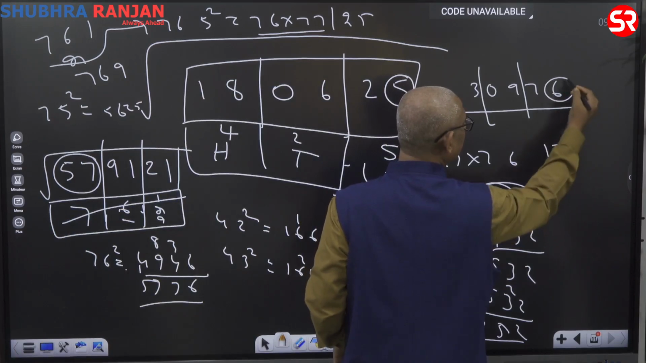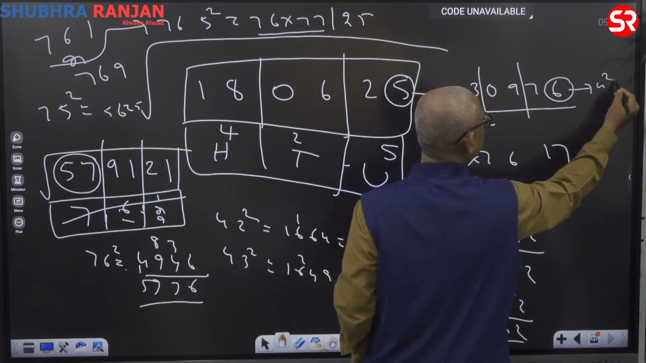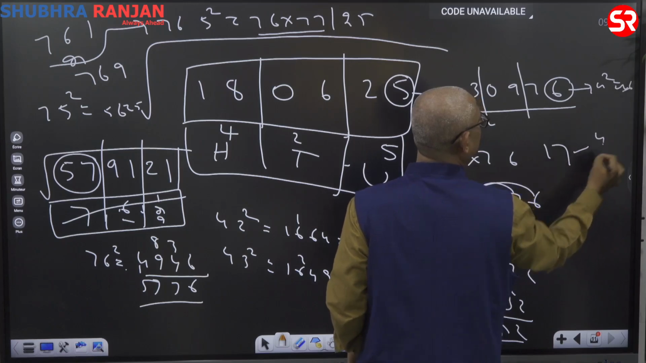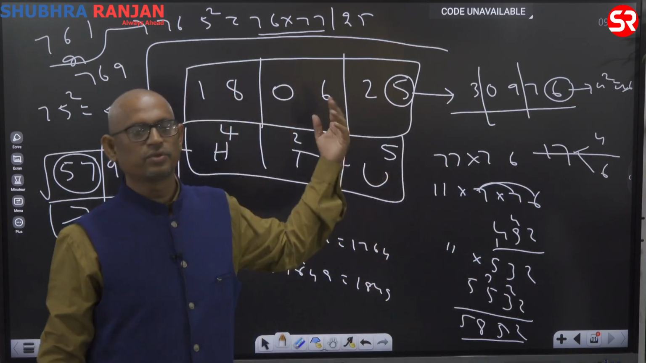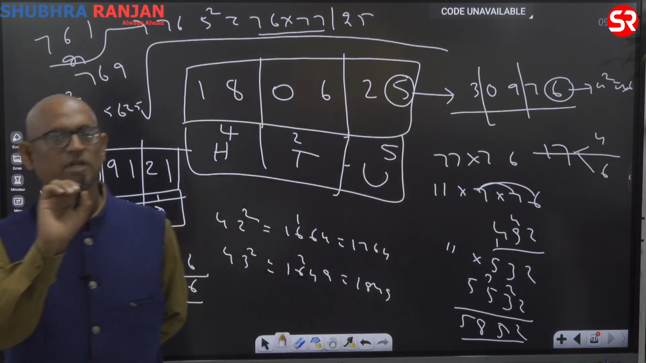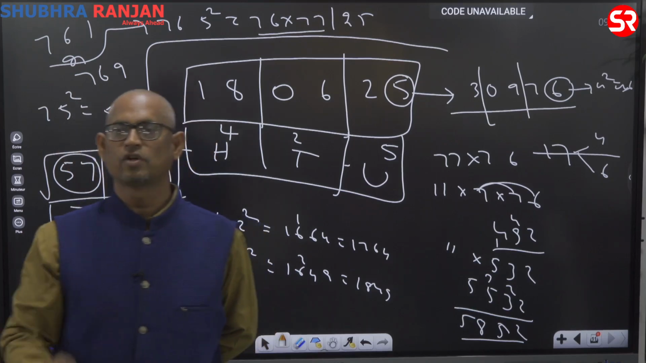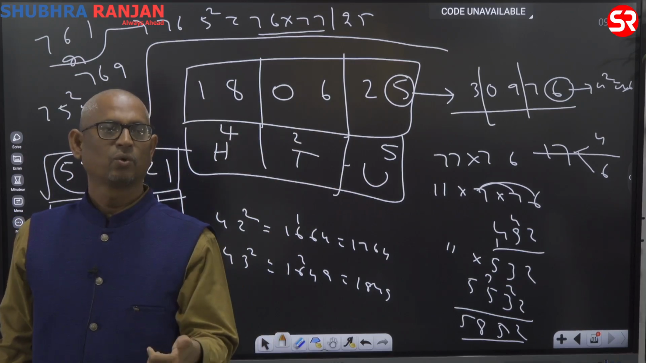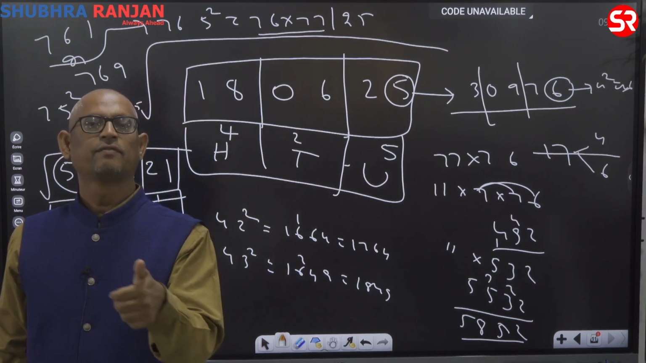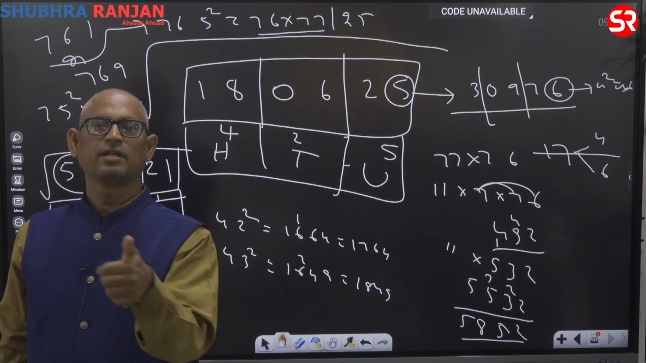Here 6 is there. 4 square is 16. So 4 and the linked number is 6. Definitely the answer is 174 or 176. There is no need to do anything, but simply multiply with the next digit. 17 into 18 is how much? According to the 1 AM technique, 17 into 18 is how much? 1, 15, 56. That is 306.